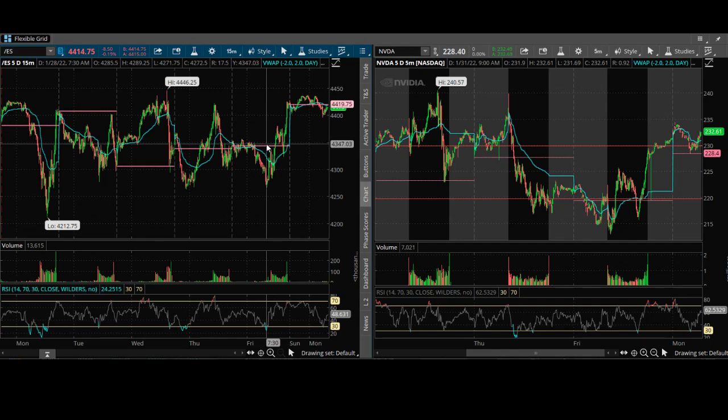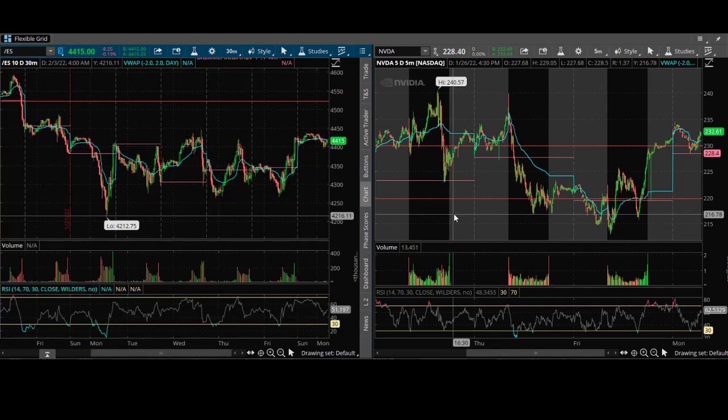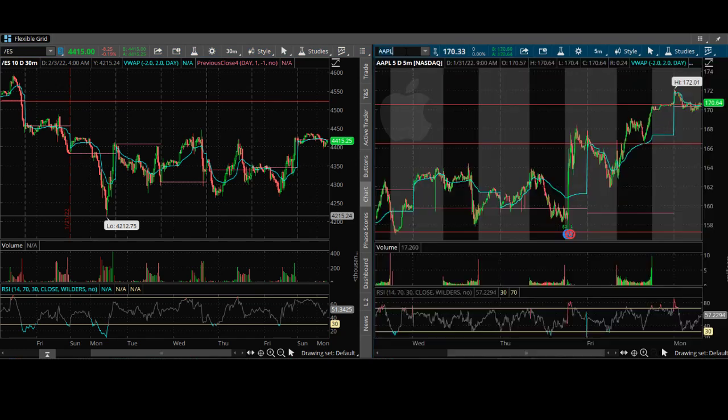Now the question is, what is beta doing here pre-market? We know what we're looking at on the ES. Let's just lock it in here. Let's see what beta is doing pre-market. So I'm going to jump into Apple real quick. Taking a look at Apple here.